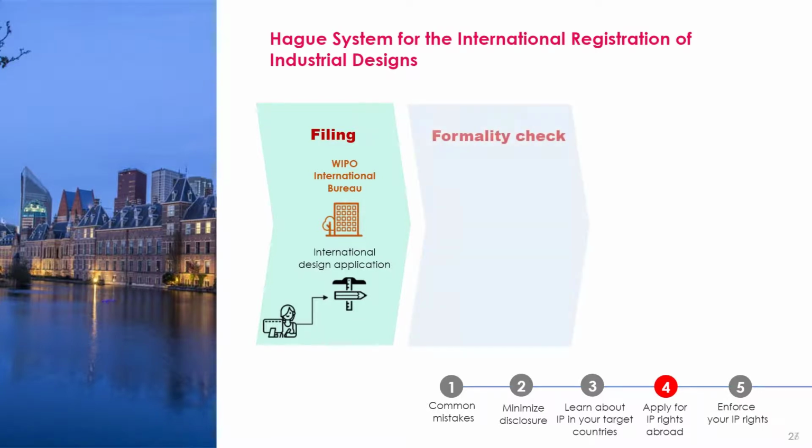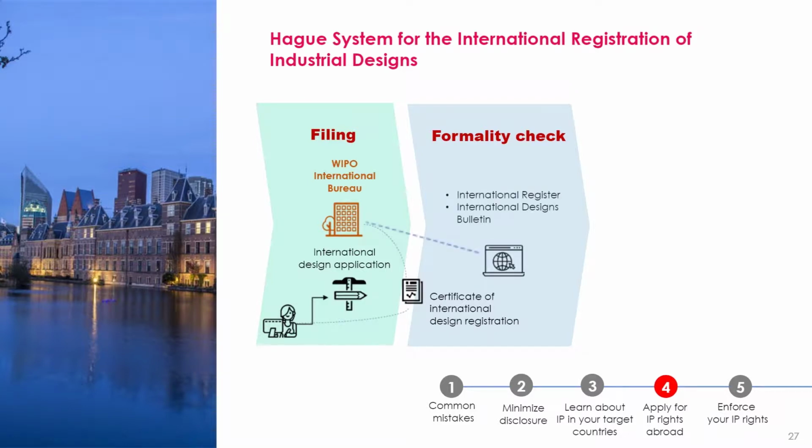After your application is filed, the International Bureau will verify that it meets the formal requirements prescribed by the Hague Agreement. If the formality requirements aren't met, the International Bureau will invite you to correct any irregularities within 3 months. If the formality requirements are met, a filing date, generally the date on which the International Bureau received the application, will be issued. The International Bureau will send you a certificate of international registration, and your design will be recorded in the International Register and published in the International Designs Bulletin.